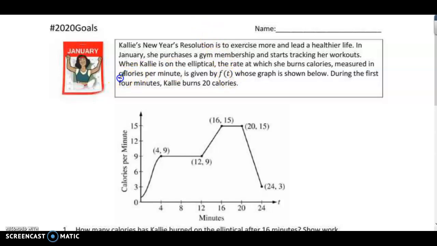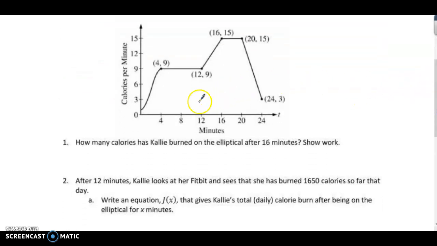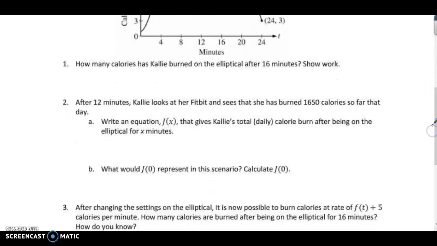And so keep in mind what our units are in terms of. This may become helpful later. During the first 4 minutes, Callie burns 20 calories. So you can see the function that models Callie's calorie burning counts during the first, looks like 24 minutes of her workout. So how many calories has Callie burned on the elliptical after 16 minutes?